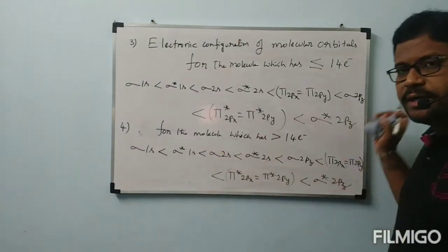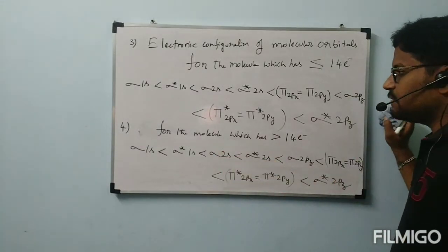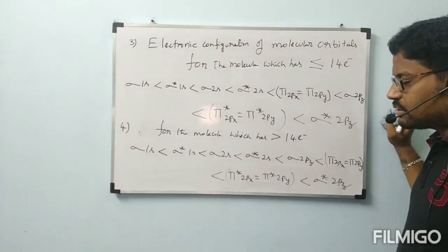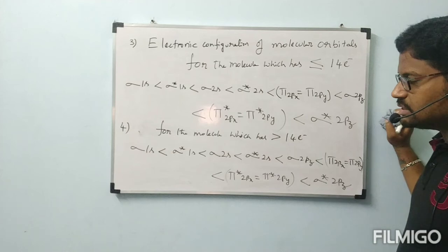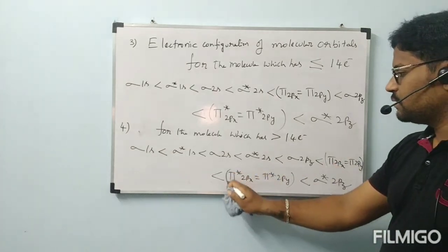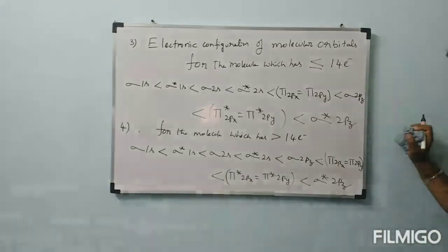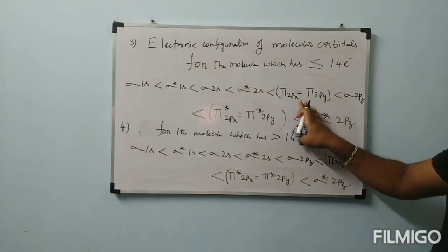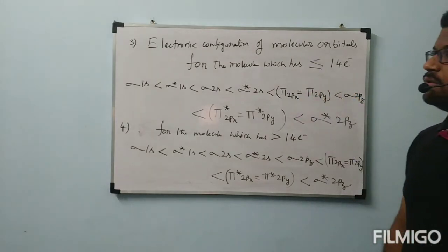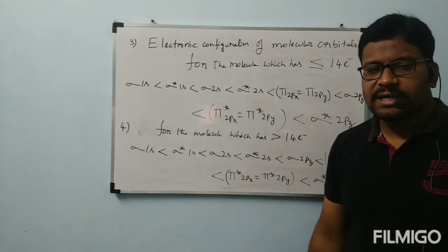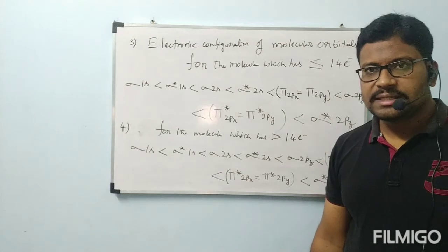Next, the fourth point. For the molecule which has greater than 14 electrons, the electronic configuration will be sigma 1s less than sigma star 1s, less than sigma 2s, less than sigma star 2s, less than sigma 2pz, less than pi 2px equal to pi 2py, less than pi star 2px equal to pi star 2py, less than sigma star 2pz. The only difference is that sigma 2pz is written before the pi orbitals. If you are very clear about these 4 points, now we will see different examples. Let us start with the first example.